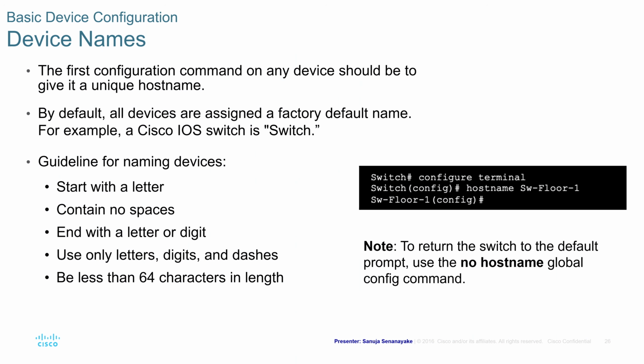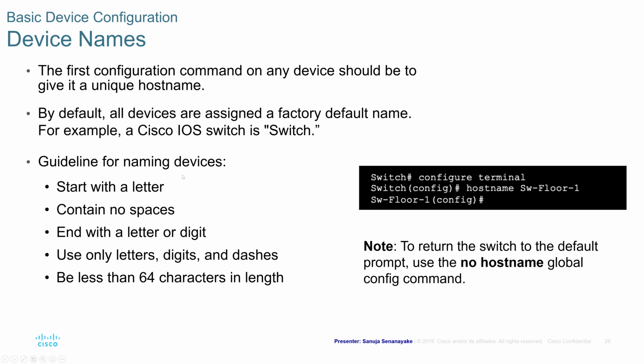The device names are names that can be used to identify your iOS device on a network. The first configuration command on any device should be to give it a unique host name. Not only give a unique name so you can identify them, you can actually use them to ping it as well for testing connectivity. By default, all devices are assigned a factory default name. So on all iOS switches, it will say just switch.